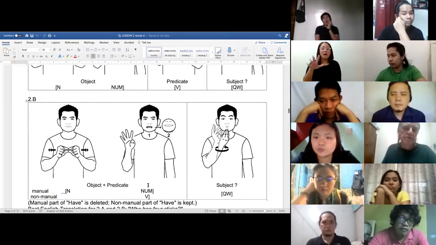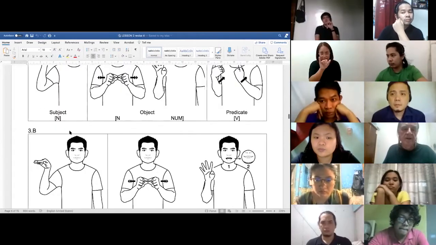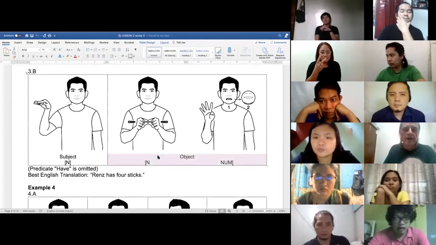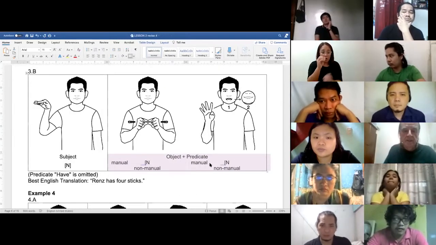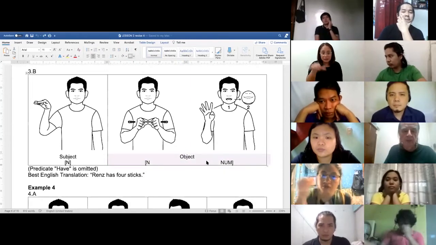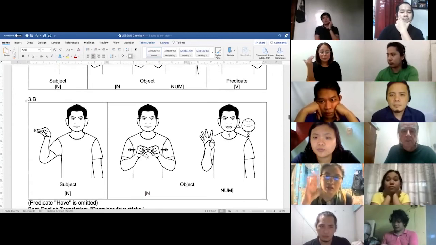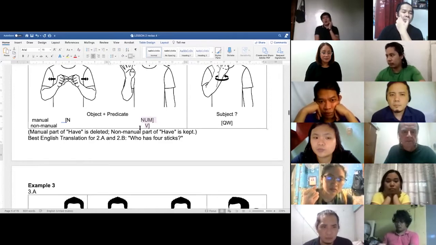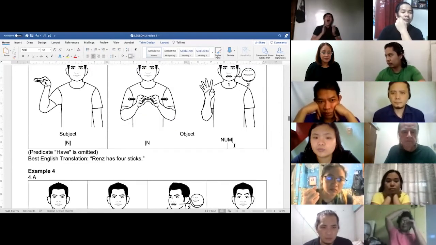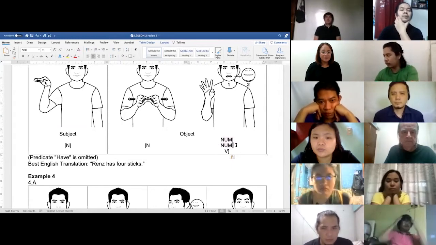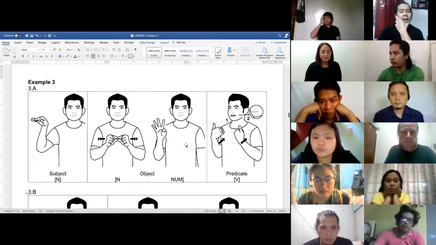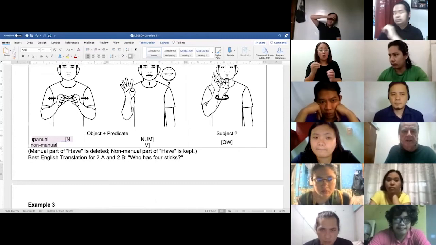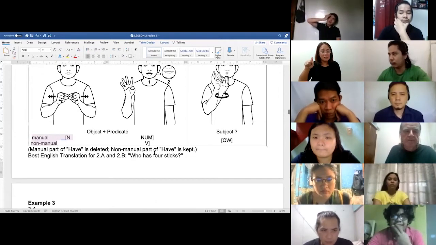Well, the grammatical structure needs to be similar. So you need to have a non-manual part and a manual part. So for example, with the object, yeah, that part needs to be the same as before. All right, so you see object plus predicate, that needs to be in 3B also.